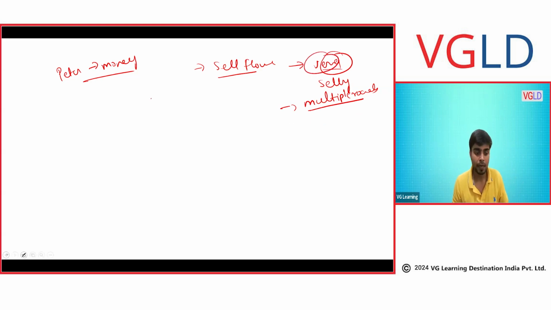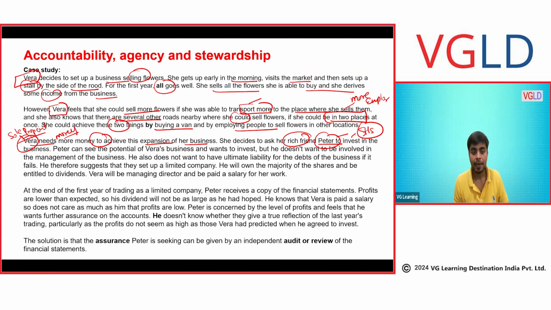So let's open a company. Peter can see the potential of Vera's business and wants to invest, but he doesn't want to be involved in the management of the business because he's not a flower seller. He doesn't understand this. All he has got is money. He doesn't have the skill; Vera's got the skill. He also doesn't want to have unlimited liability. A sole proprietor would have unlimited liability because a sole proprietor is personally liable. He therefore suggests that they set up a limited company.